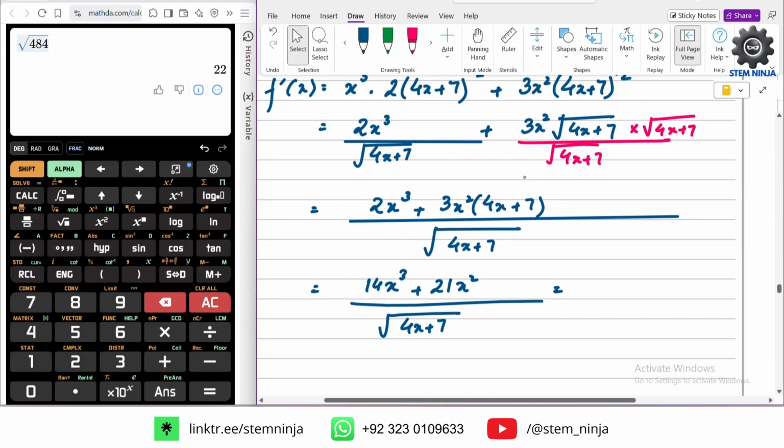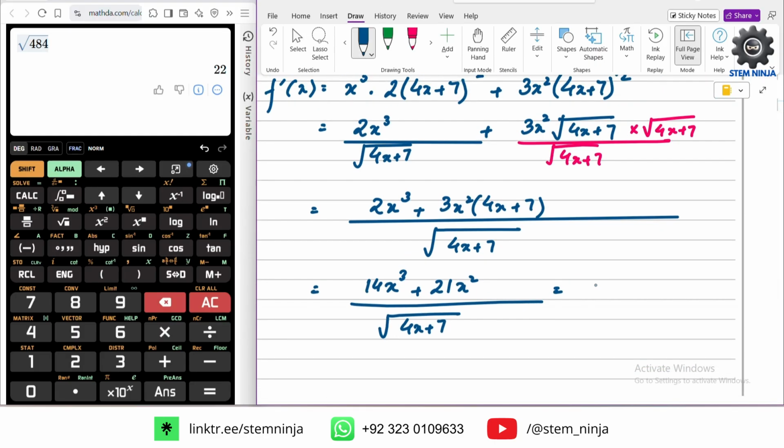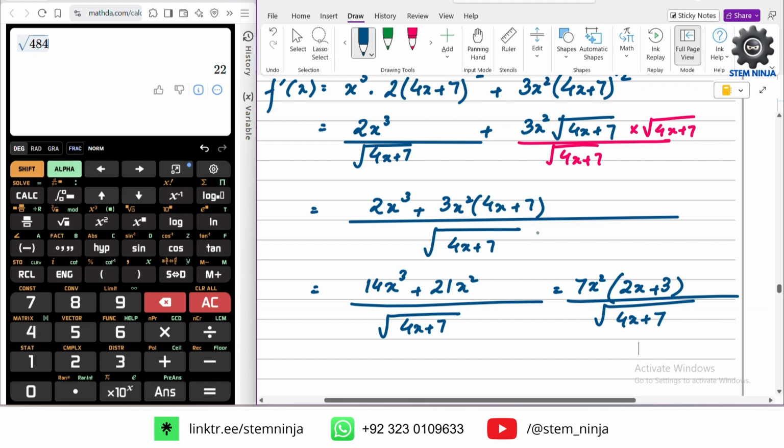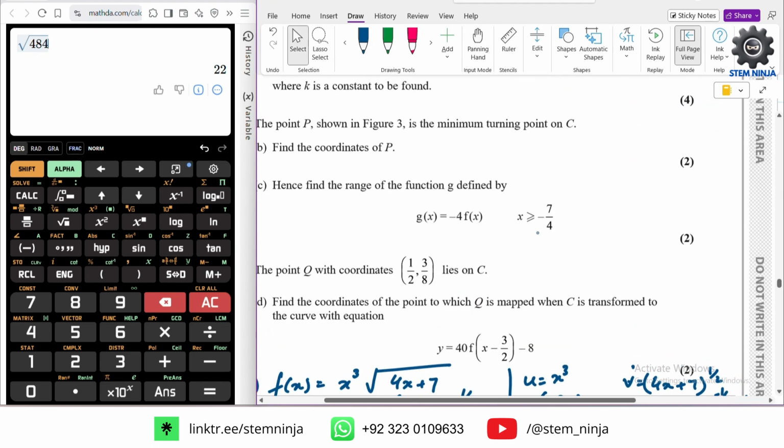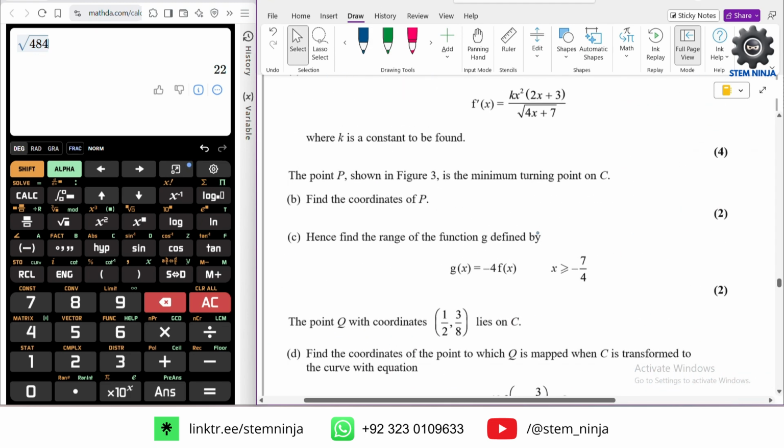x squared, right? Okay, so 7x squared, basically 7x squared, so this would be like 2x plus 3 square root 4x plus 7. Right, is it 2x plus 3 or 3x plus 3? Right, 2x plus 3. Okay.